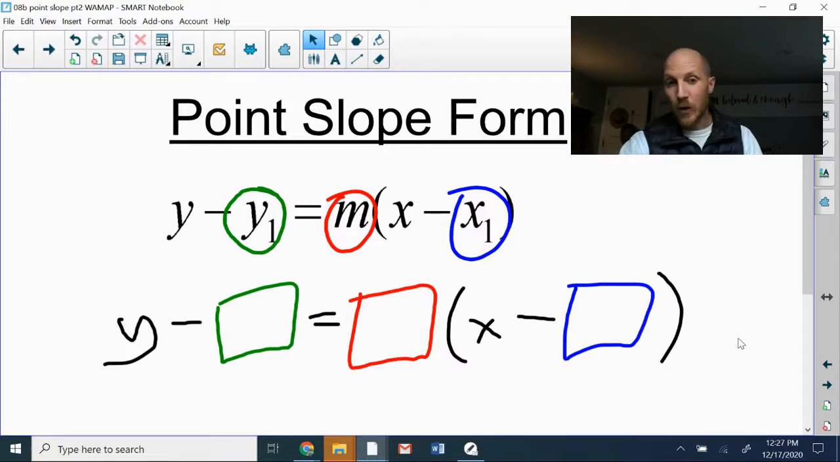Or if we're given an equation, those colored boxes are going to already contain numbers, and we'll need to identify that this number means the y-coordinate for the green one, this number is the slope for the red one, and this number is the x-coordinate for the blue one.